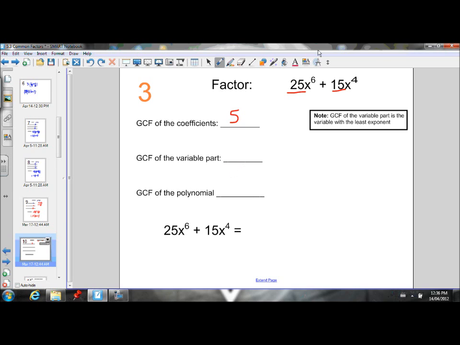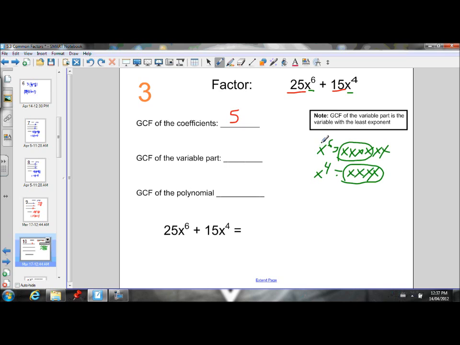The greatest common factor of the variable part, the variable being the x to the 6 and the x to the 4. So remember, x to the 6 is really 1, 2, 3, 4, 5, 6 x's. x to the 4 is 4 x's: 1, 2, 3, 4. So all I can do, these terms both share 4 x's. So I can take 4 x's out from both of these terms.